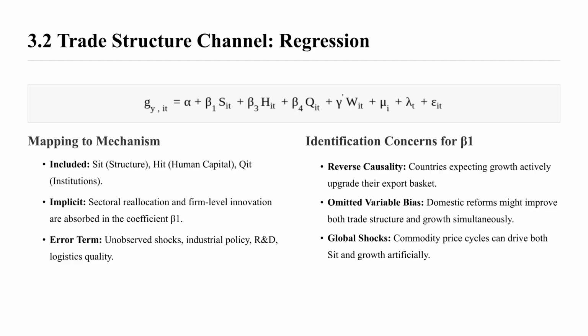When mapping this to regression, identification concerns for the trade structure coefficient, $\beta_1$, include reverse causality and omitted variable bias. Unobserved shocks and domestic policy are often left in the error term.